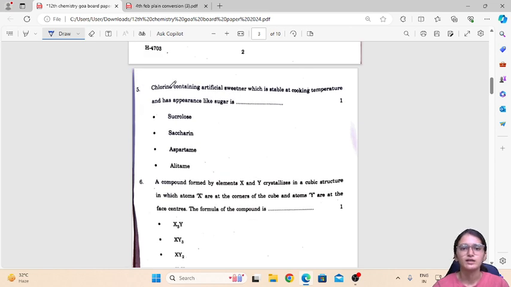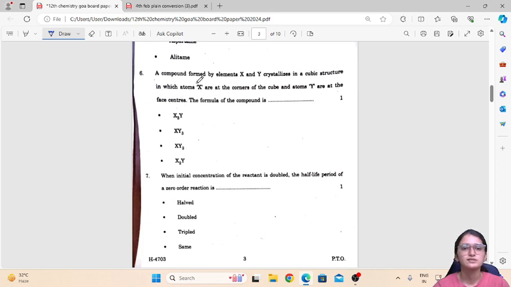Then the fifth question, which is also an MCQ: the chlorine containing artificial sweetener which is stable at cooking temperature and has appearance like sugar is dash. This is from chemistry in everyday life, and in that chapter many questions are asked related to artificial sweeteners, then detergents and all. There are many artificial sweeteners actually, saccharin, aspartame, alitame, but here some particular information is given. So here the answer is sucralose, because sucralose is stable at cooking temperature and it has appearance like sugar.